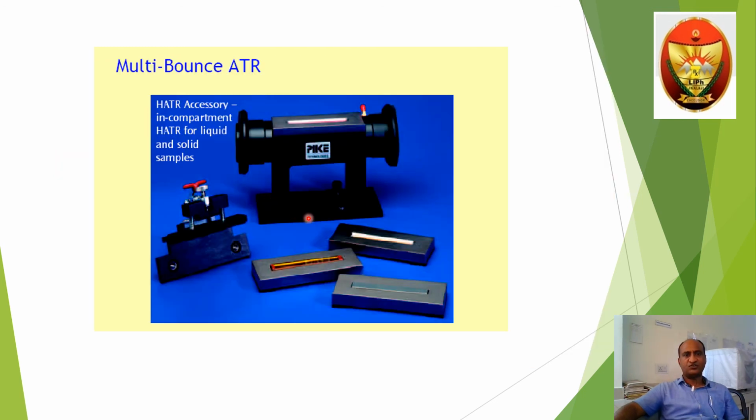This is the ATR unit, where there are ATR plates. This is for solid samples, and if there is a groove, it is for liquid samples. In this plate we place the sample, and this is attached to the ATR unit, which is installed in the instrument, and we analyze the compound. So this is how the ATR units look. If solid, there is a solid surface. If liquid, there is a groove. Inside this groove we can fill the liquid, then this is attached in the instrument through this attachment unit.